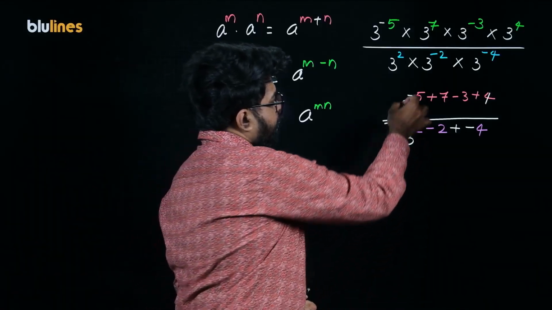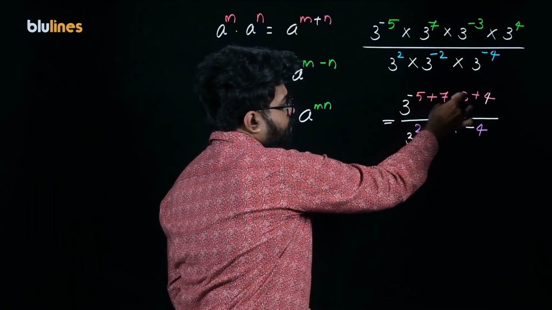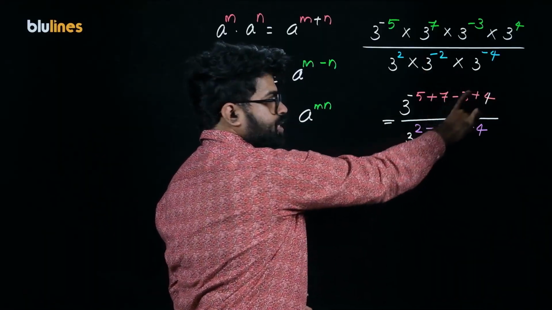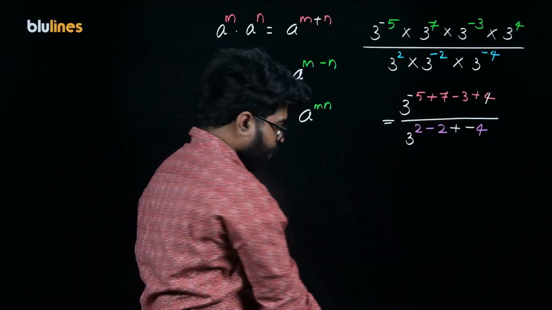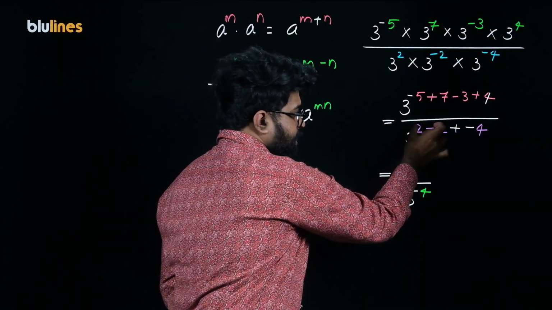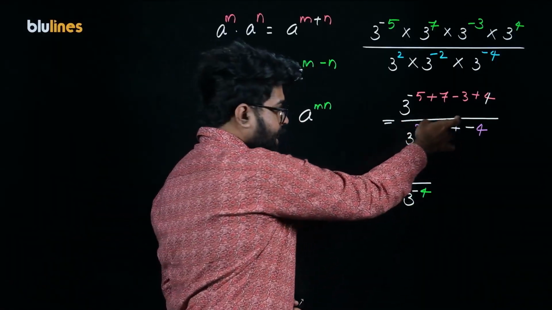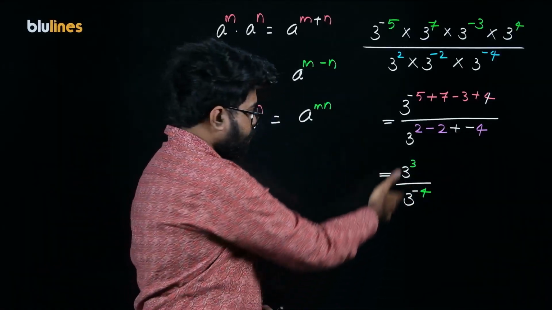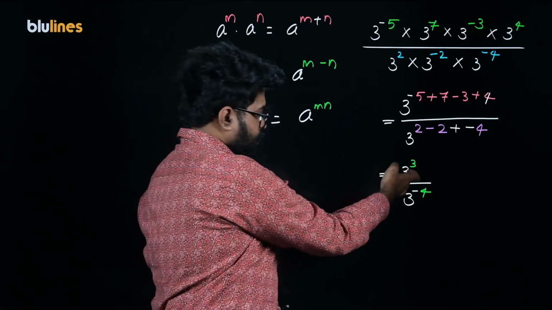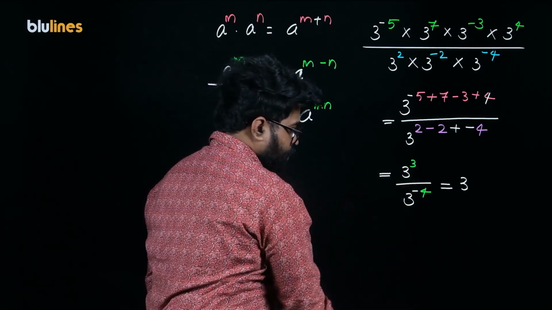Okay. Now what is in the numerator? Here you have minus 3 plus 1, which is equal to positive 1. So 7 plus 1, 8. Negative 5 plus 8, that is equal to 3. Divided by, here you can cancel out positive and negative 2. Remaining will be negative 4. Now this one is of the form a raised to m upon a raised to n. So you can subtract them. So 3 raised to 3.